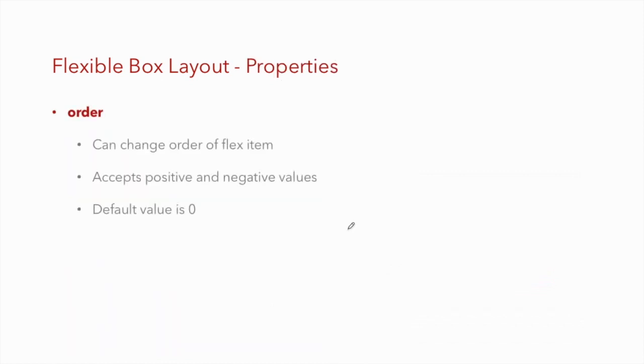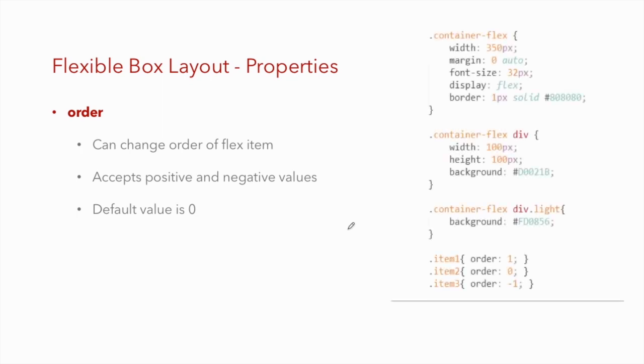Then next we have the order. Using this we can change the order of the flex items. It accepts positive and negative values. The default value is 0. So here is one example.